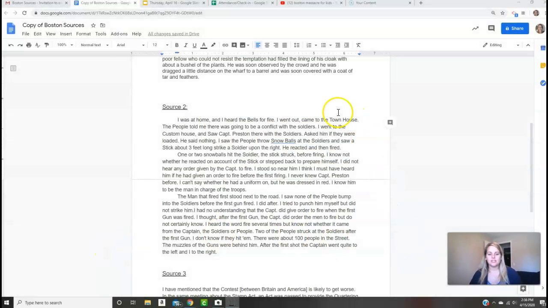Okay, so for source two, just a reminder that these are firsthand accounts, and that means that they were written by someone who was there. And this one, again, was written in the 1700s, so we're dealing with sentence fragments and maybe different use of language, but that's why we are reading it together, so we can work through this information accurately. All right, so we're starting off, the colonist was at home.